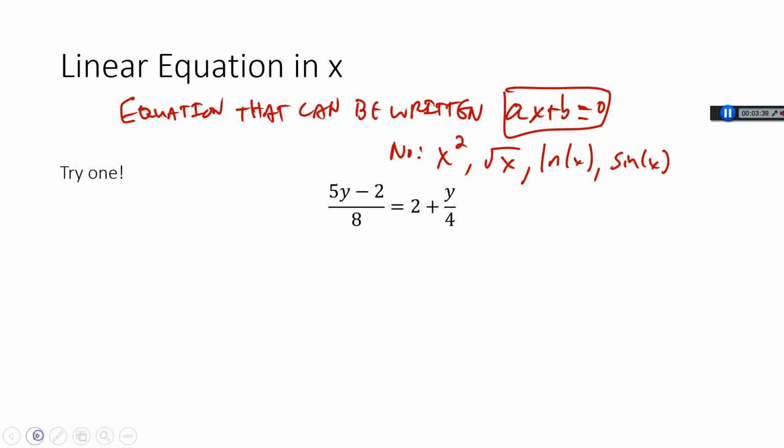So let's try one. So here we have an equation with a y in it. We're going to try to solve this for y. Why don't you give it a shot? Pause the video for a second and try it on your own. All right, let's see if we get the same thing.